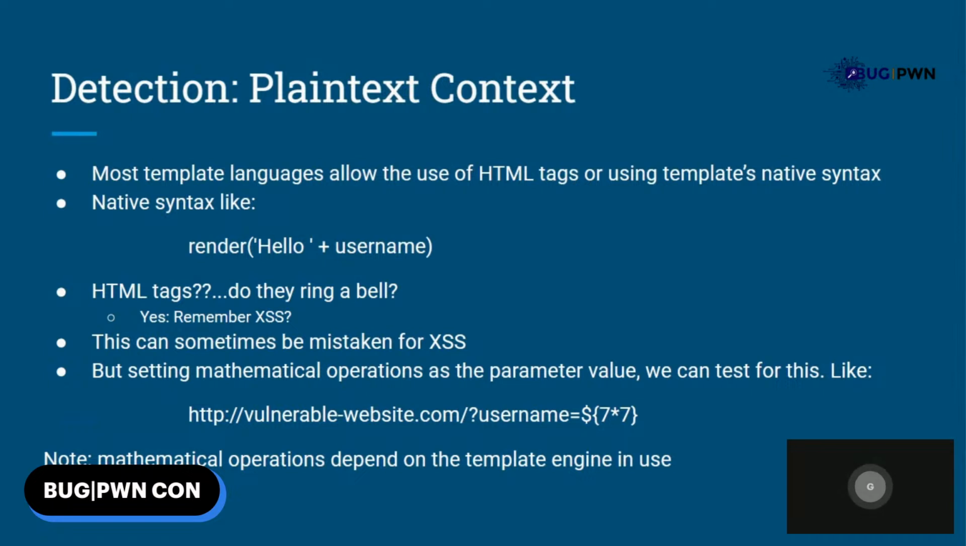Most template languages allow the use of HTML tags, or you can just use the template's native syntax, like we saw before: render, hello, username. But when we're talking of HTML tags, I'm sure that should ring a bell. We're talking about XSS vulnerabilities, cross-site scripting vulnerabilities. The thing is, SSTI vulnerabilities are most times mistaken for XSS vulnerabilities. Once an attacker sees this, they just ignore it because they think it's just an XSS vulnerability, or they go further to test for SSTI but discover that it doesn't work or there's something wrong with it. So it's really advised to check for SSTI vulnerabilities as well whenever you notice something similar to an XSS.